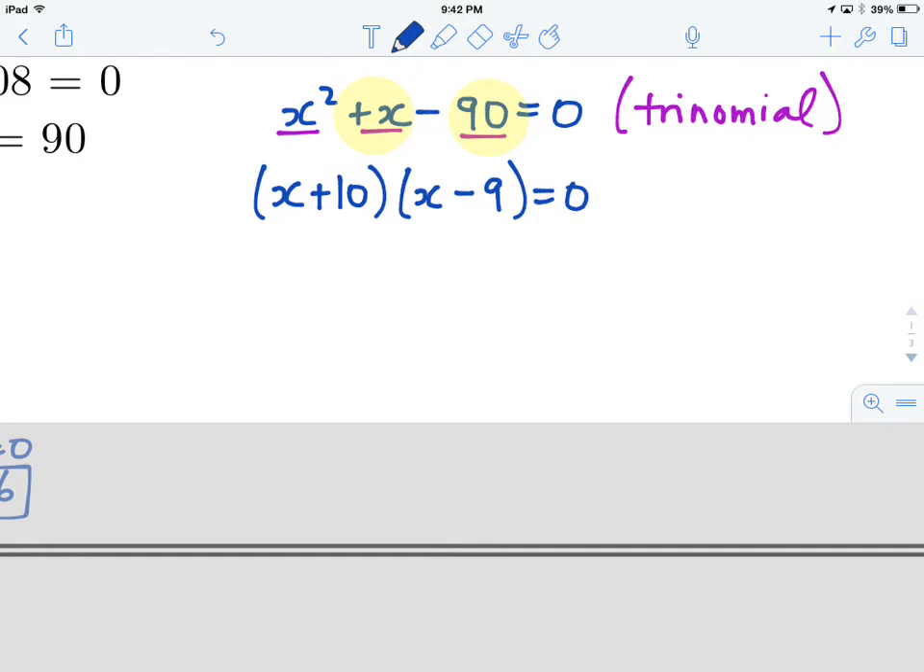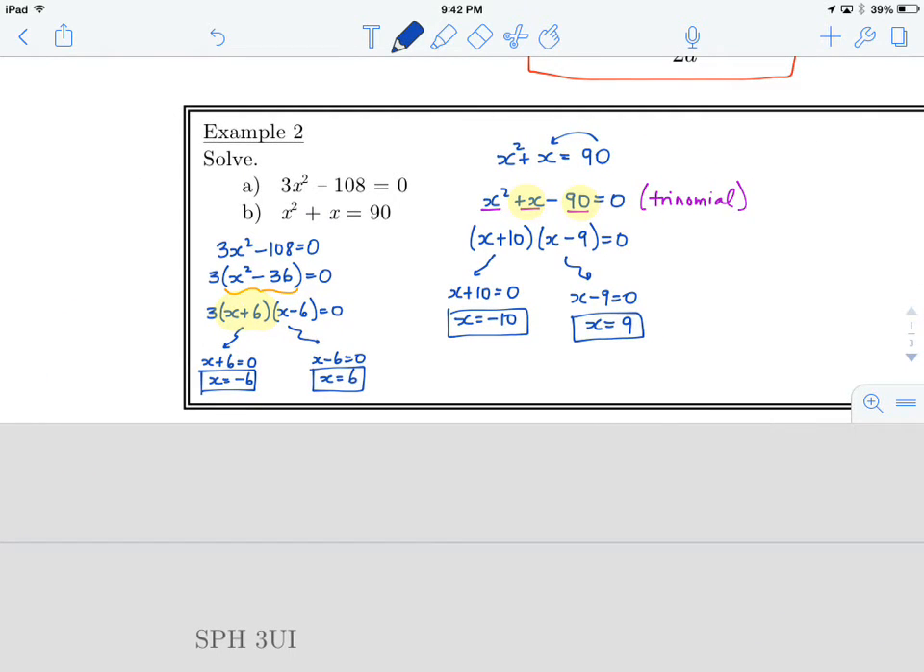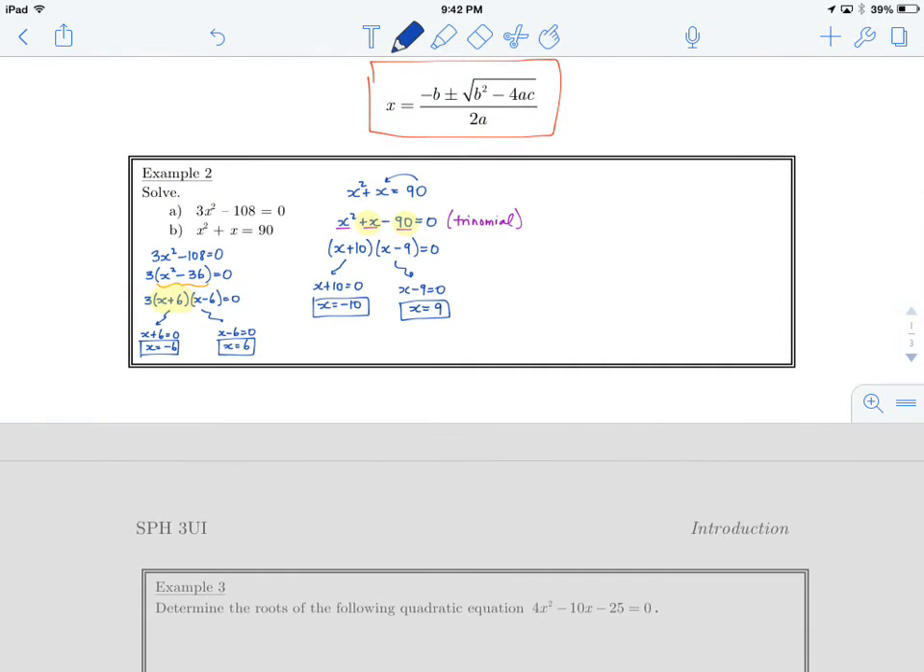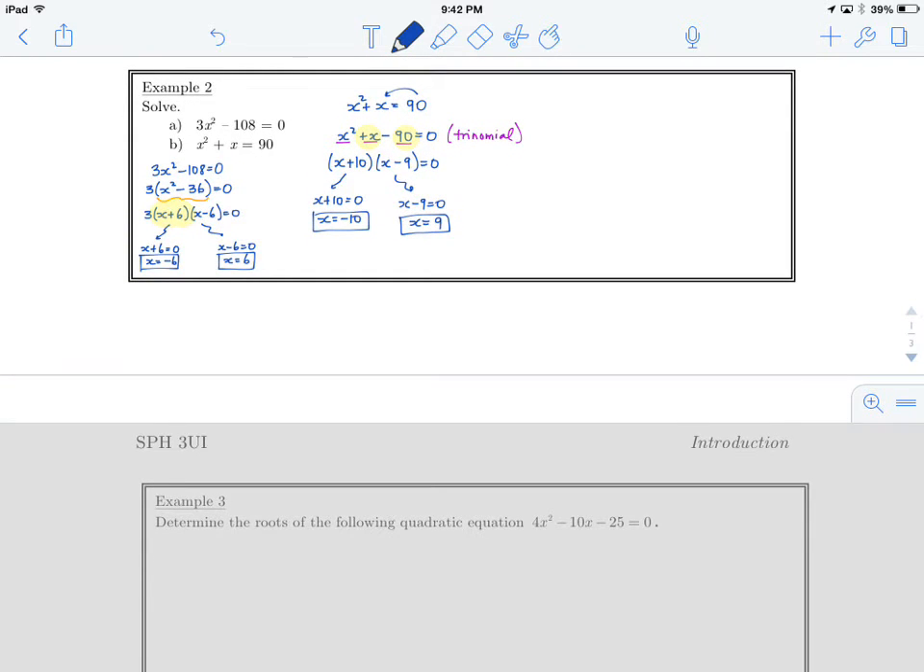And of course, then we can say over here, x plus 10 is equal to 0, so x is equal to -10 is a root. And x minus 9 is equal to 0, so x equals 9 is a root. And there we have them. So, this is factoring. Every once in a while you'll come across a problem where this might be useful.